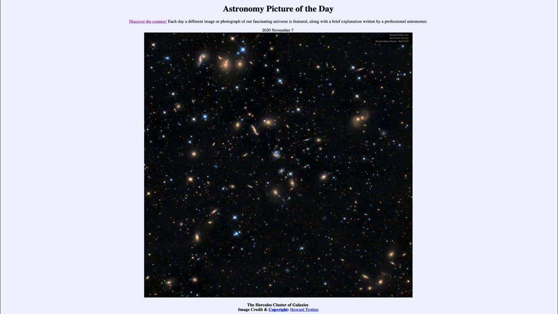unusual. Our own Milky Way is part of a very small cluster we call the Local Group, which has a few dozen galaxies. But here we can see a much larger number of galaxies. And in fact, when we count many of these, there can be thousands of galaxies.